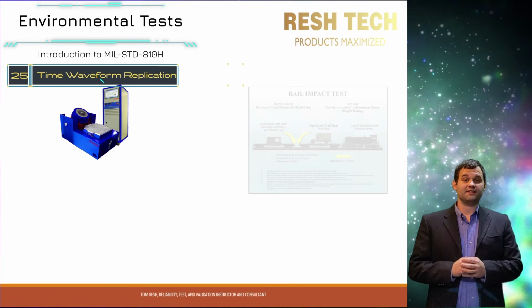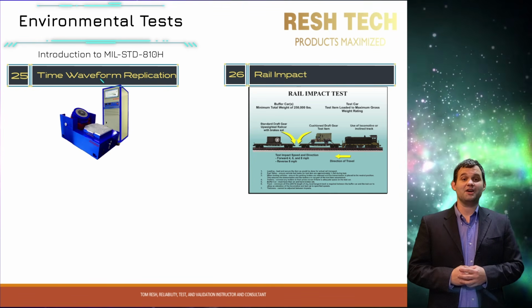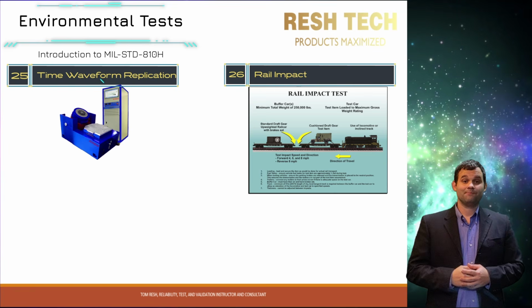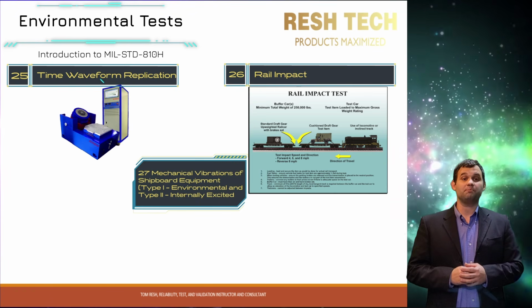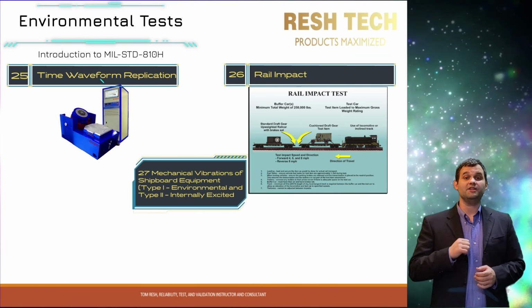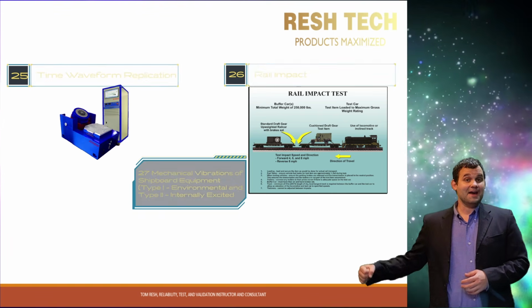Then we have rail impact. This is pretty cool because it is a crash test with a train. So yeah, you know this is going to be a fun test to run. And finally, the last test is quite a mouthful: mechanical vibrations for shipboard equipment, which is broken up into environmental and internal excitation sources. And that's it, folks.